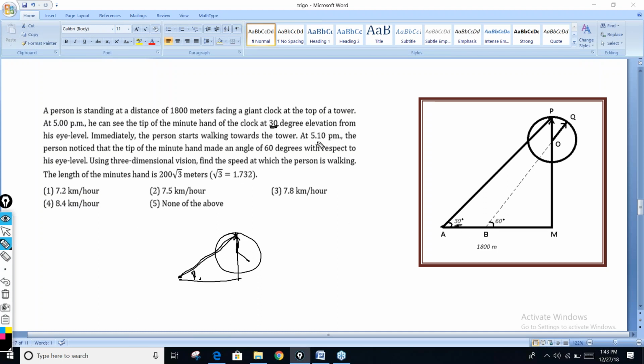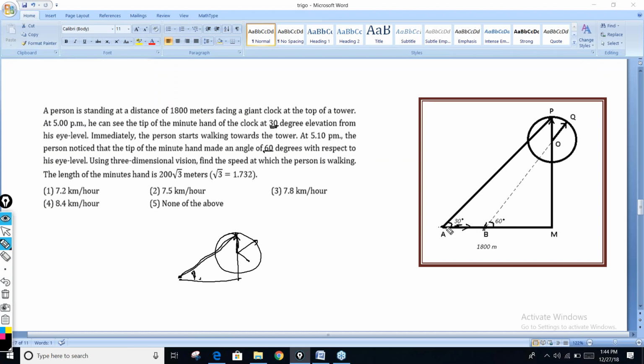Immediately the person starts walking towards the tower. He is walking towards here, towards the tower, until 5:10. Now at 5:10 the minute hand will be somewhere here. So I have shown that is the 5:10 position, and now this person is at point B. At 5:10 the person noticed the tip of the minute hand made an angle of 60 degree with respect to his eye level. Using three-dimensional vision, find the speed at which the person is walking.